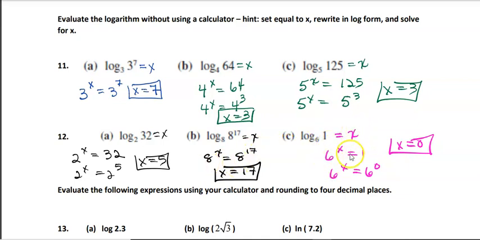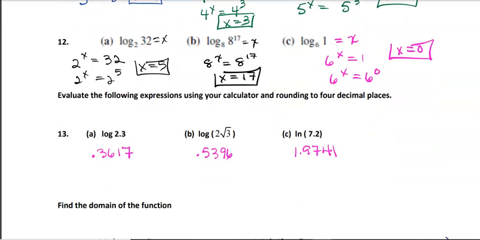6 to the x equals 1. Okay, so this can be confusing, but I want you to remember that any number to the 0 power is 1, and you need the base to be 6. So you're going to choose 6 to the 0. x is going to equal 0, and you are done.